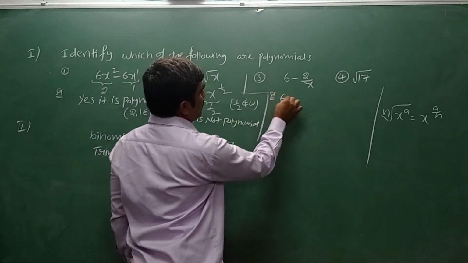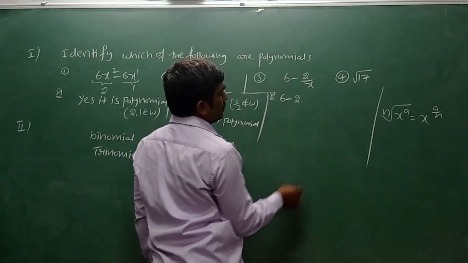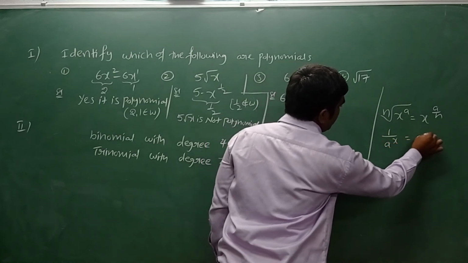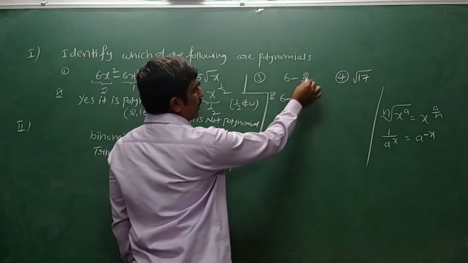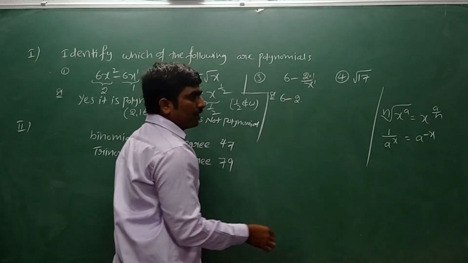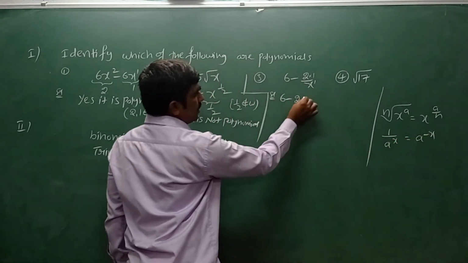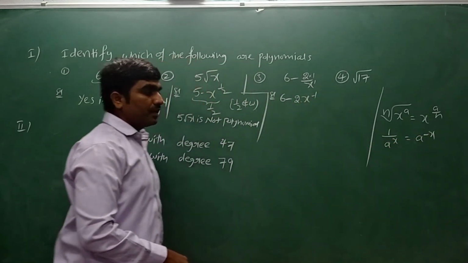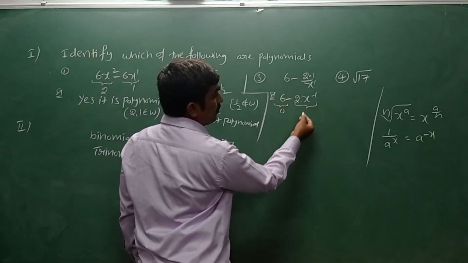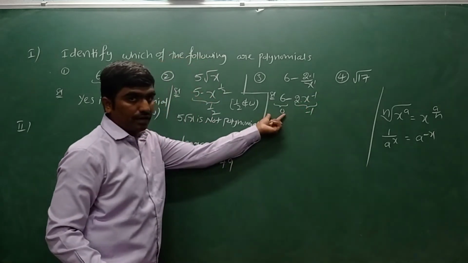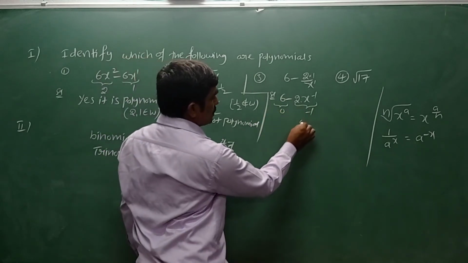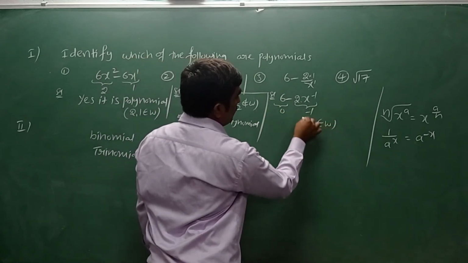Solution: 6 minus 2 into... we have a formula that 1 by a to the power of x is equal to a to the power of minus x. Here, 1 by x to the power of 1 becomes x to the power of minus 1. Yes, here I can see 2 terms. The first term's power is 0 and the second term's variable power is minus 1. 6 into x to the power of 0 we can write. Its variable powers are 0 and minus 1.